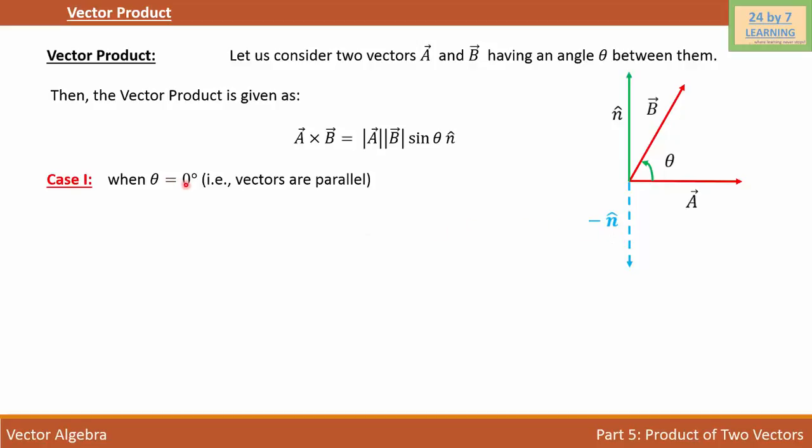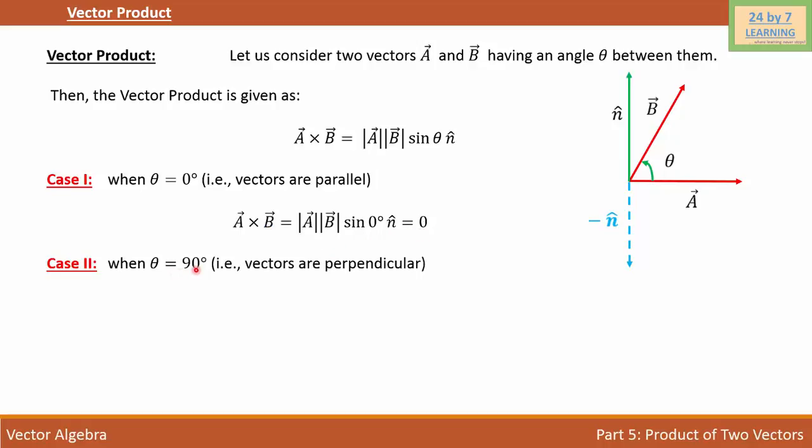Case 1. When theta is equal to 0, that simply means that the vectors are parallel. Then A cross B is equal to magnitude of A, magnitude of B, sine 0 degrees, and vector nu. Sine 0 is 0, so the overall value on the right hand side will be 0. So A cross B is equal to 0 when the vectors are parallel.